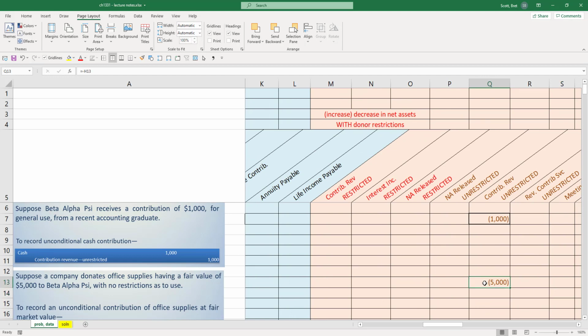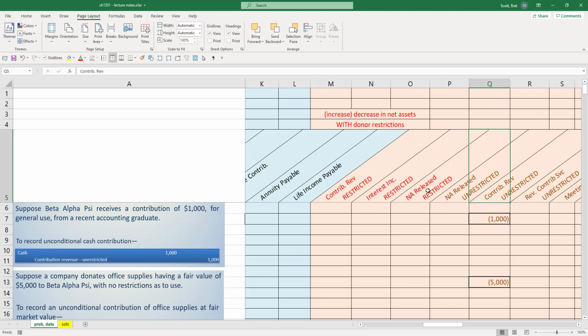This is the general way that most not-for-profit corporations account for contributions. They receive it in cash, credit contribution revenue unrestricted. They receive some type of asset other than cash, they will debit that asset account for whatever it is, be it office supplies or some type of equipment, who knows, and credit contribution revenue unrestricted.